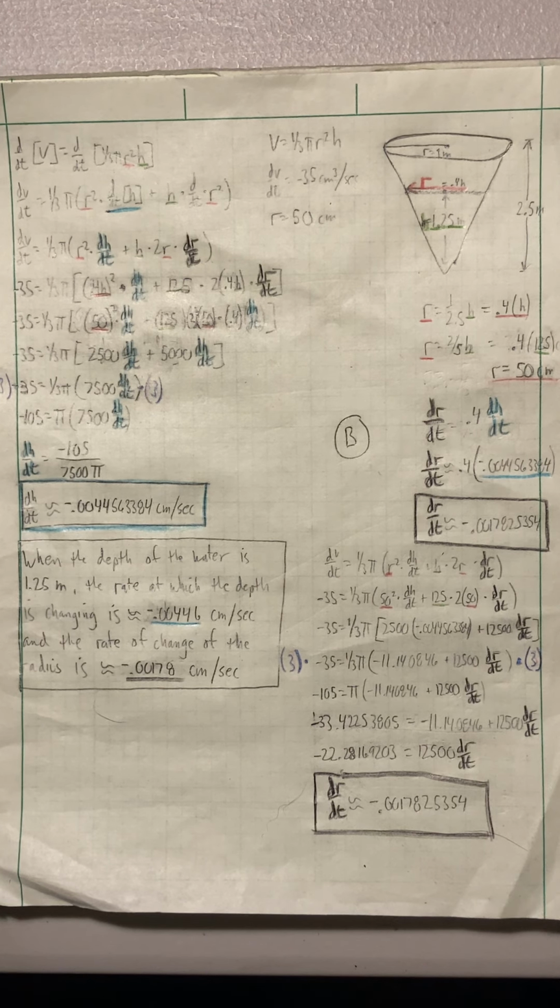A tank of water is in the shape of an inverted cone and is leaking water at a rate of 35 cubic centimeters per second. The base radius of the tank is 1 meter and the height of the tank is 2.5 meters. We're asked to find, when the depth of water is 1.25 meters, at what rate is the depth changing, and at what rate is the radius of the top of the water changing.